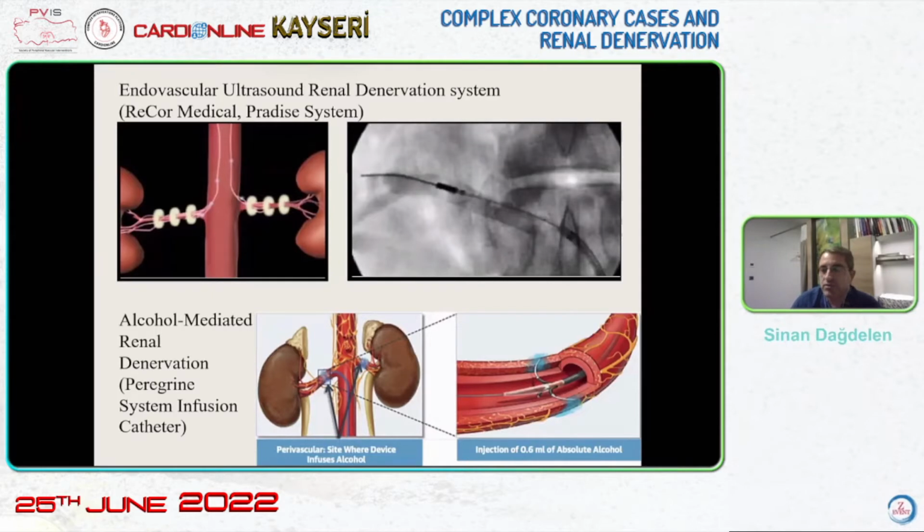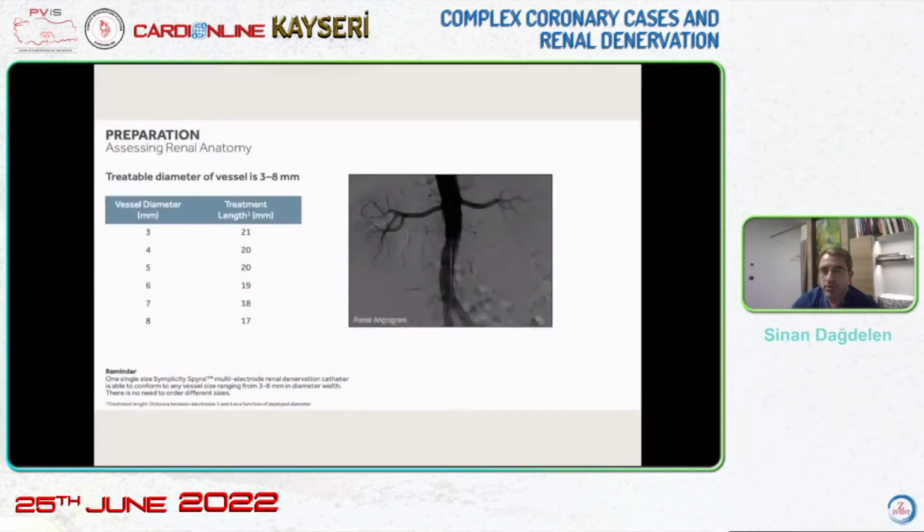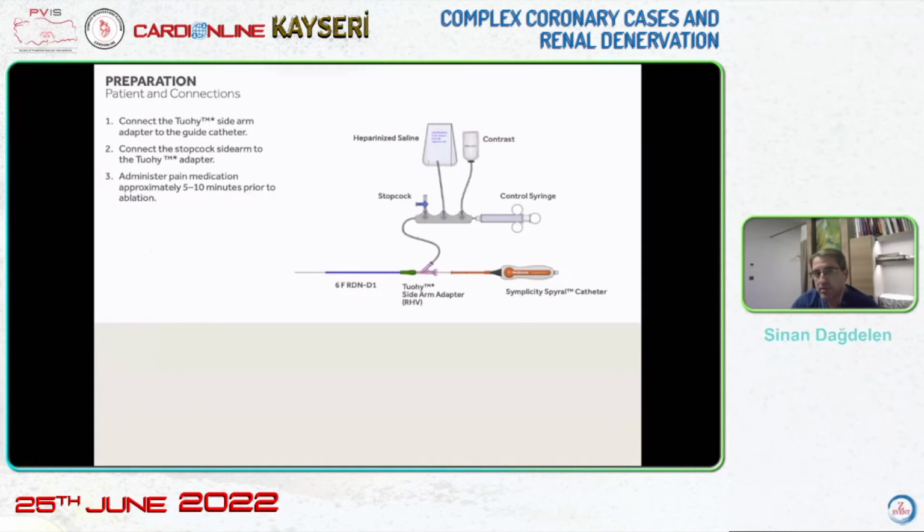And then there is the infusion system, the new alcohol-mediated denervation system. It's a sham-controlled study as well, with a control group, and there have been many important achievements. So in the world, this is used in Europe most of the time. We use 80% Simplicity Spyral. The Simplicity Spyral catheter has its own design. It opens in a spiral way, and with a 3 to 8 millimeter vessel diameter, you can ablate it. Of course, accessory renal arteries should be considered, and in 25 to 30% of the cases, the accessory vessels should be ablated as well.